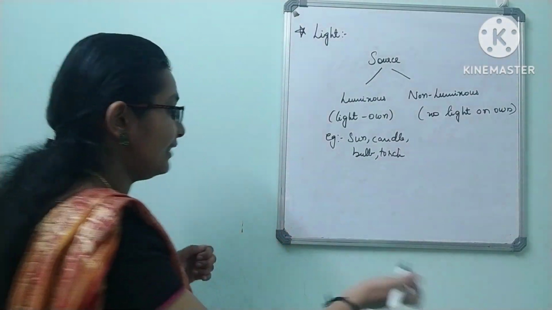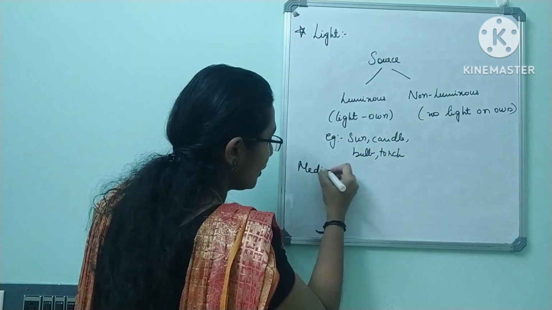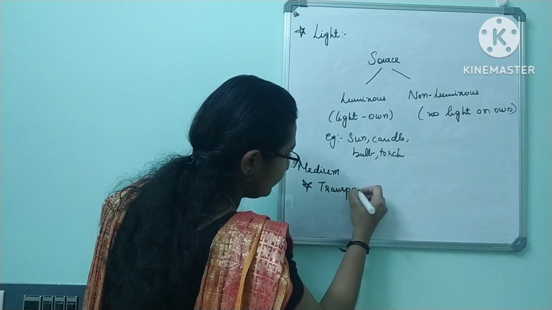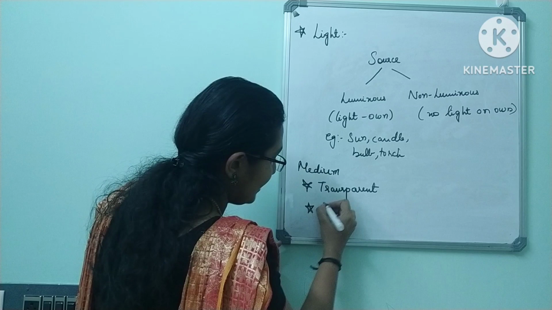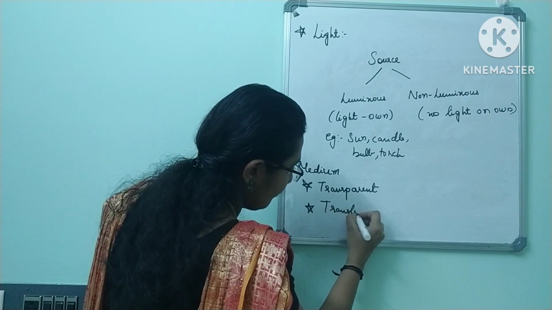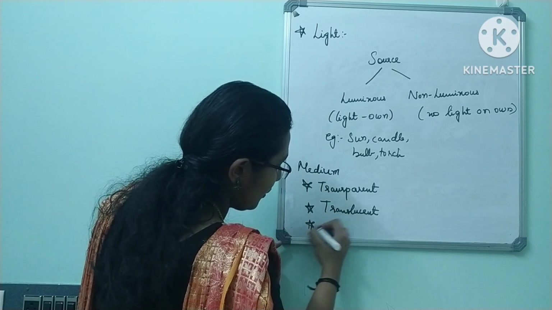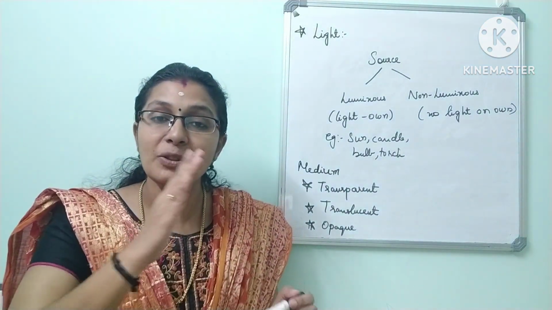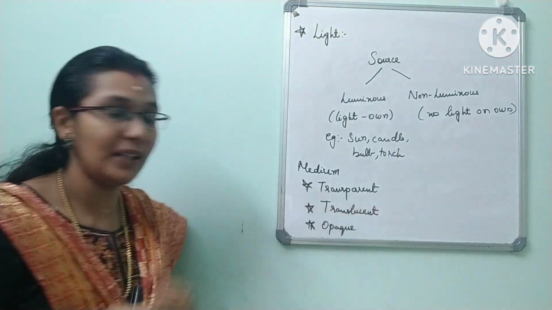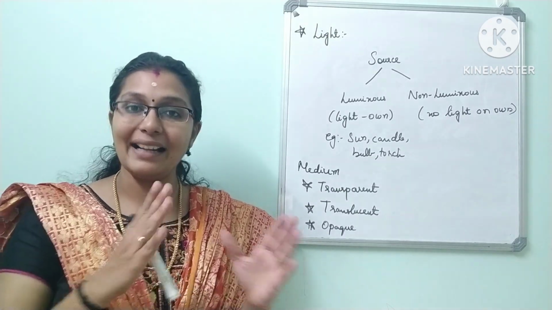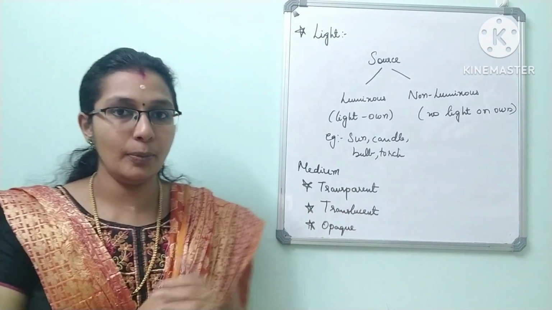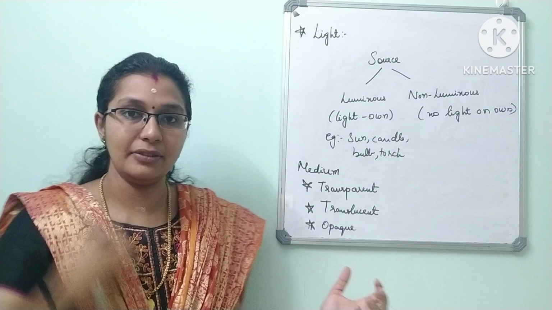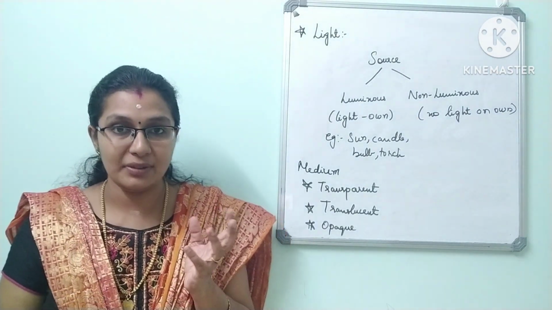Now we'll go with the next one, that is medium. We have three kinds of medium. One is transparent, next is translucent, and the third one is opaque. Transparent, which allows the light to pass through. For example, you can consider a glass. Translucent partially allows the light to pass through, and opaque does not allow the light to pass through.